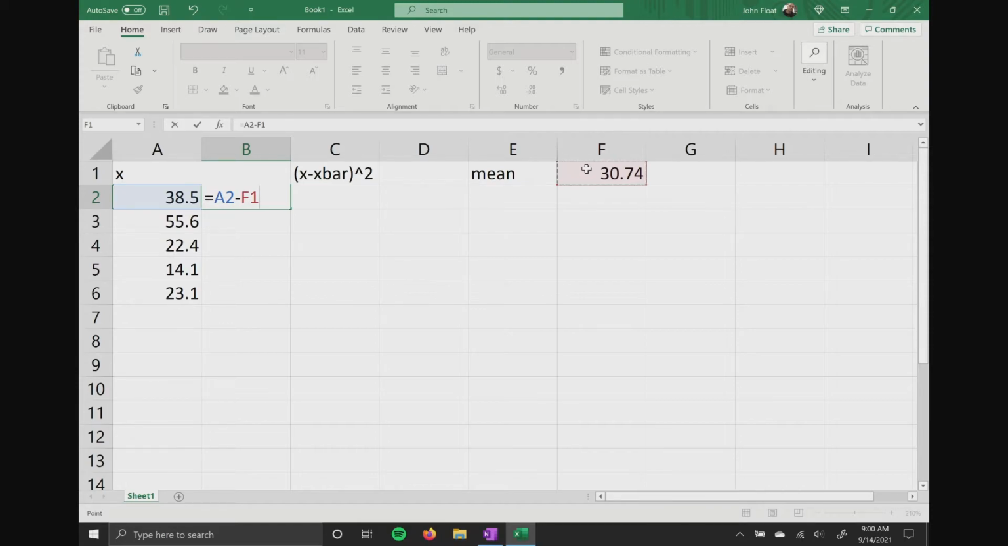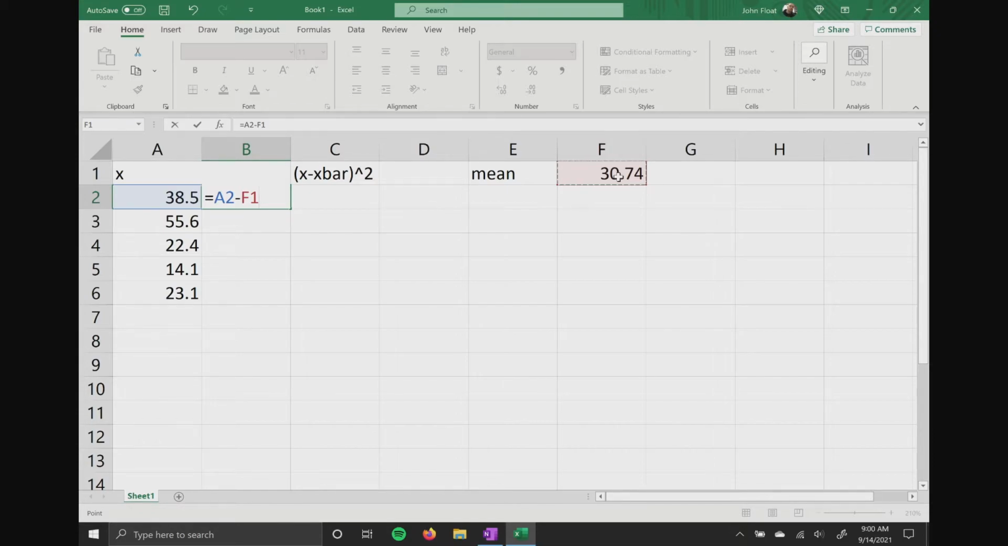Now, what I'm about to tell you is extremely important. You want to go ahead and do this for every single value, okay? However, this 30.74, you need that number to stay exactly where it is.